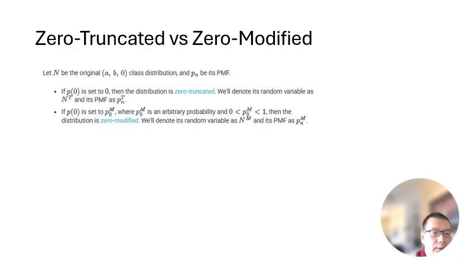If P0 is set to P0M, where P0M is an arbitrary probability and 0 is less than P0M less than 1, then the distribution is zero modified. We'll denote its random variable as NM and its PMF as PNM.